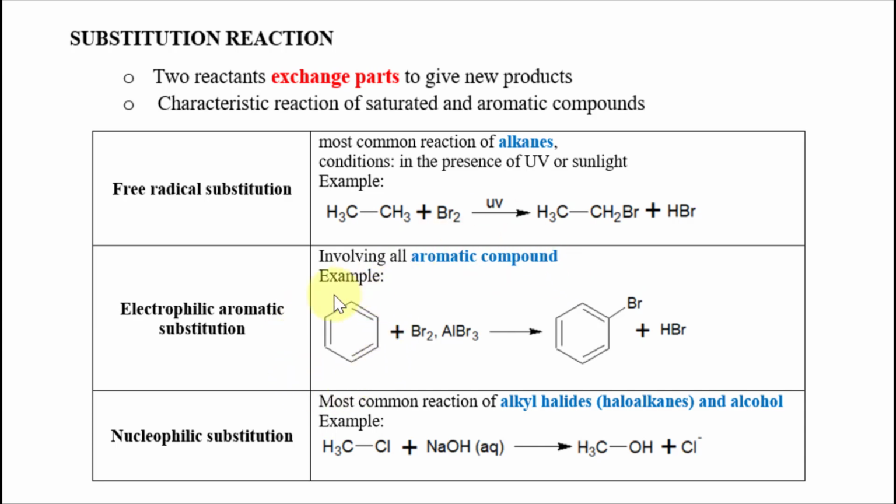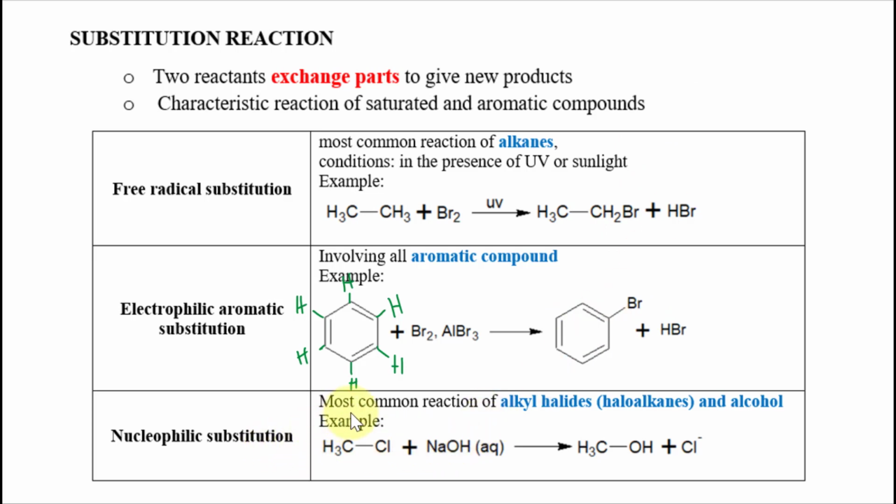For example, if I have a benzene ring, my aromatic compound, the reaction will occur at the benzene ring. You know that on the benzene ring, there is one hydrogen atom attached to each carbon. So the one that we are going to substitute here is one of the hydrogens in the benzene ring with another electrophile. In our reaction here, the new electrophile that we substitute into the benzene ring is bromine.